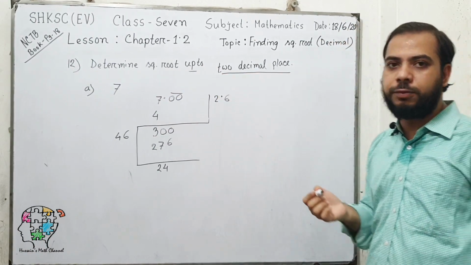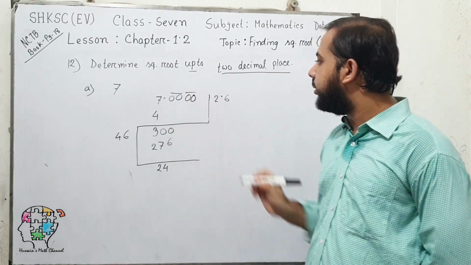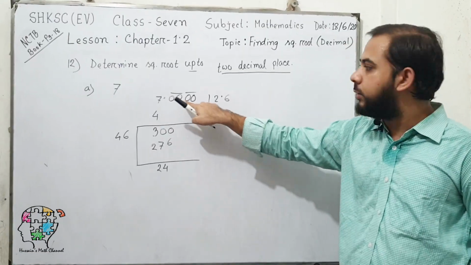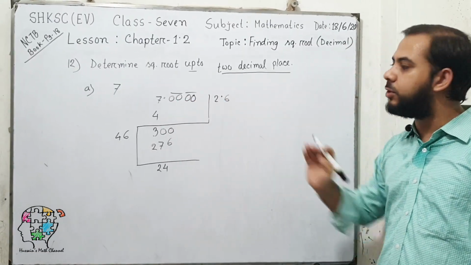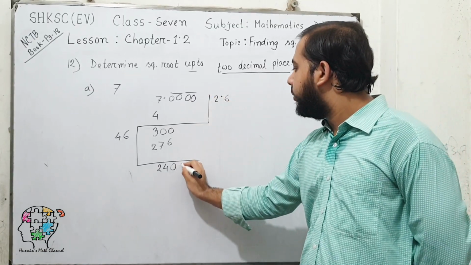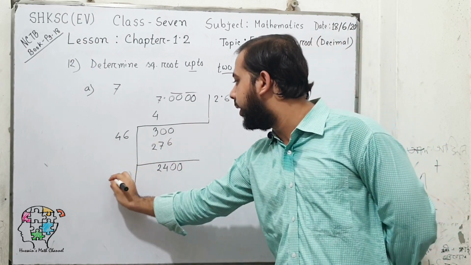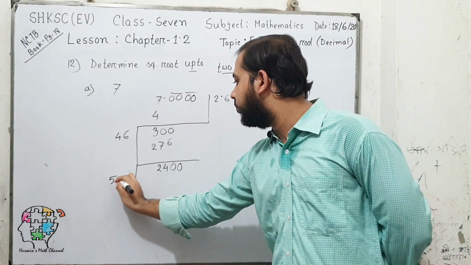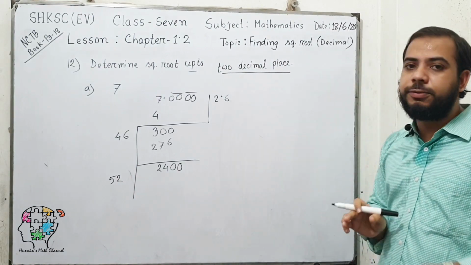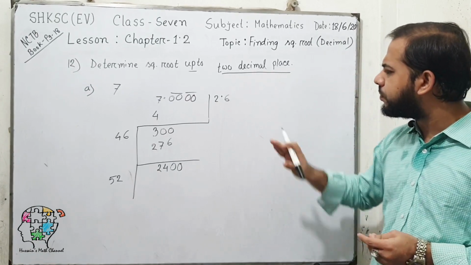Now we have to find another decimal place, that will be 00. Again, if we take the value, 7 will not change. Okay, so we can take as many pairs of zeros as we want. Now if we put down another 2 zeros here, now we have to make it double. Double means 52.